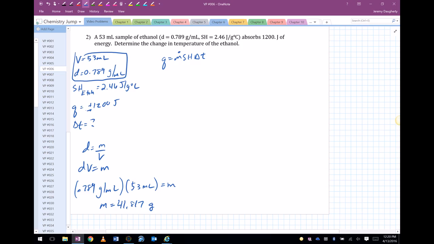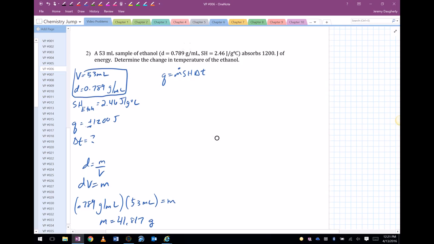So I'm solving this one again for delta T, so I'm going to use Q over m s h. I'm going to have 1200 joules over my mass, which I determined was 41.817 grams, and then my specific heat capacity is 2.46. That's going to equal my delta T, so it's going to be 1200 divided by the product of 41.817 times 2.46, and so I get a value of 11.7, if I'm going to 3 sig figs.